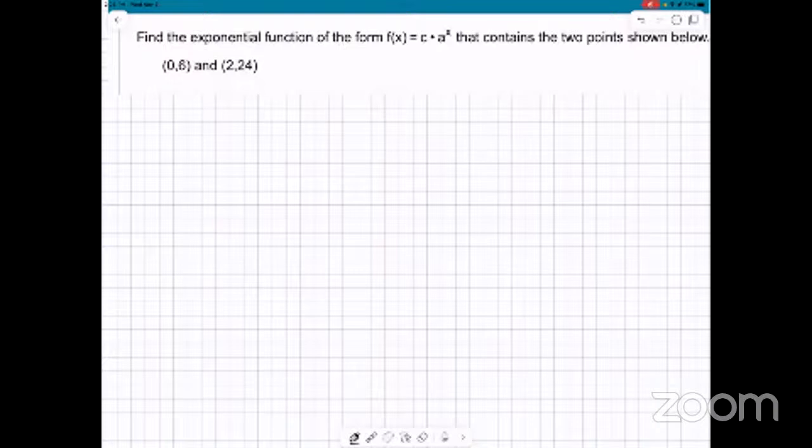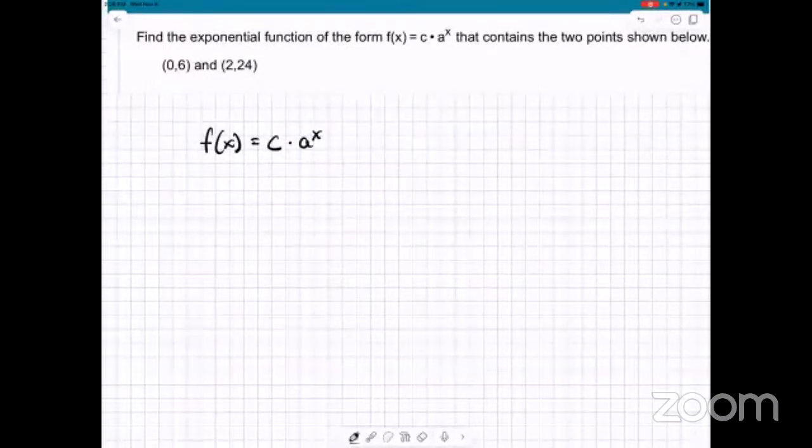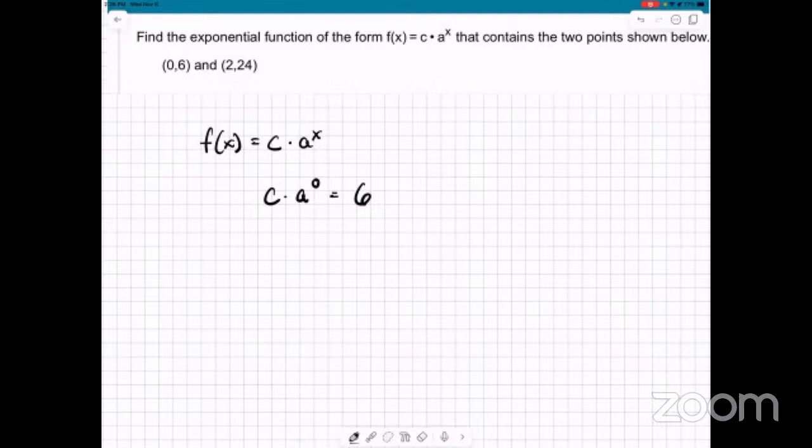Okay, so we want to fit this data to f of x equals c times a to the power of x. We're given that when x is 0, the corresponding y is 6. So let's plug that in. C times a to the power of 0 equals 6. Now a to the 0 is going to be 1, so that means c equals 6. Then it also gives us that when x is 2, y is 24. So let's plug that in. We said c was 6. We don't know a. We said x is 2, y was 24.